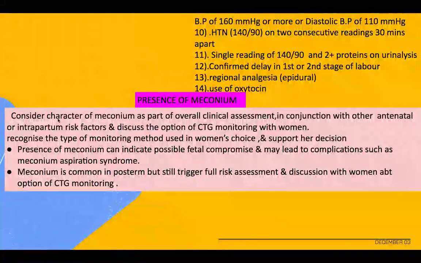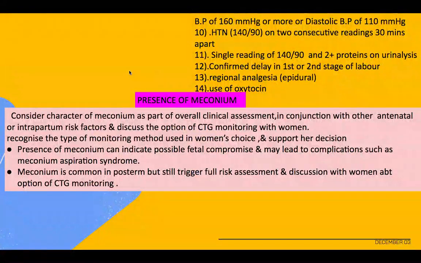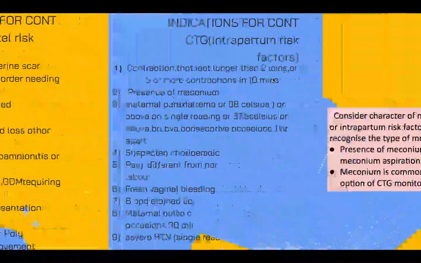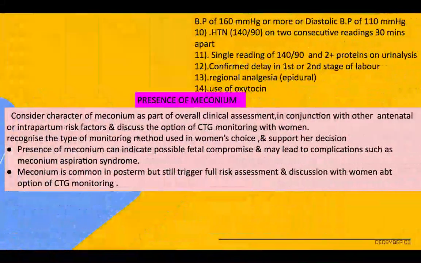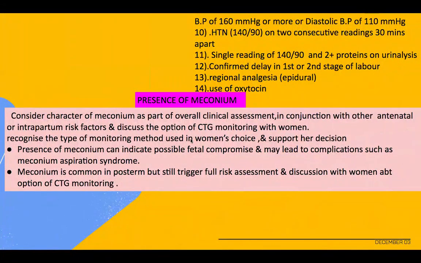They have told you that the character of the meconium, you have to combine it with the clinical assessment of your intrapartum risk factors that you have previously read. These are antenatal risk factors and these are intrapartum. You have to combine these with the meconium, and then you have to discuss the option of CTG monitoring with the woman, right? And recognize the type of monitoring methods used, the woman's choice, and support her in the decision.